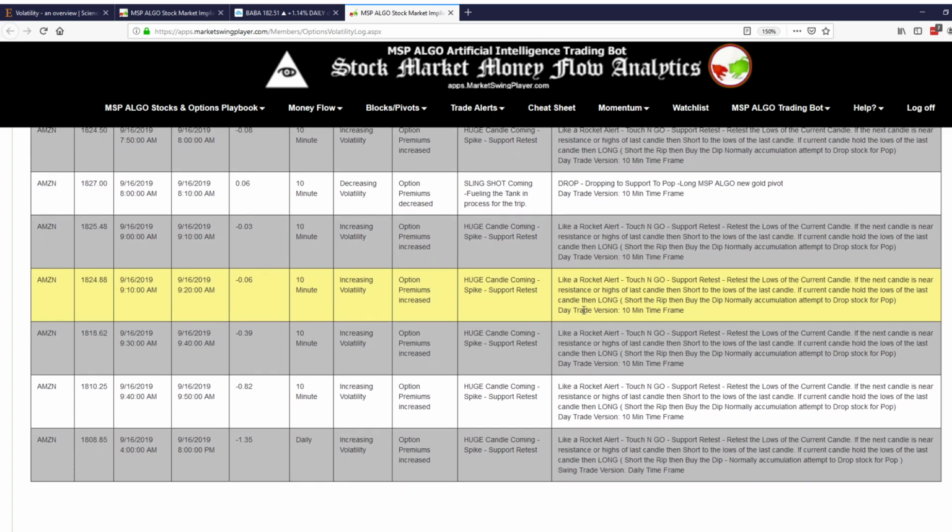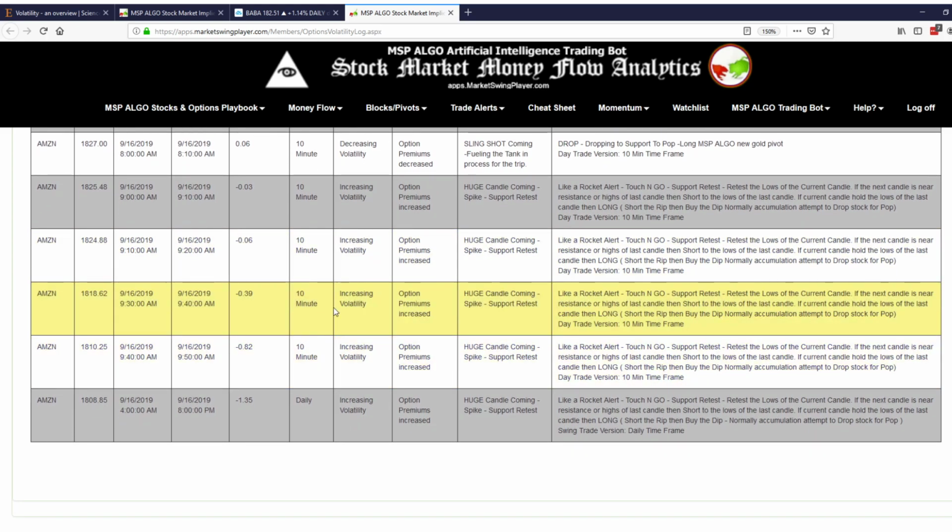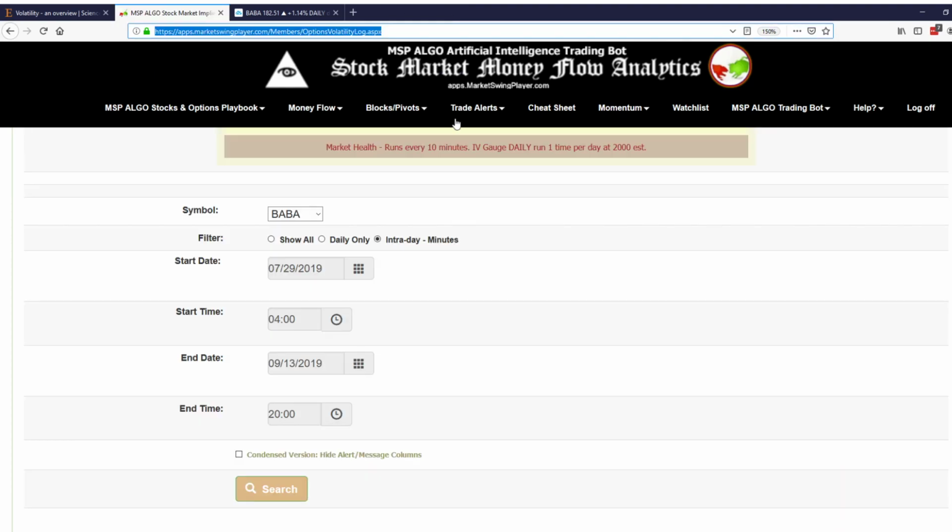So we could see after the market opened, Amazon had a few alerts here. So this is saying it's a touch and go. It thinks that price needs to retest support. Okay. All right. So let's go into learning about these new alerts that are specific for the stock.